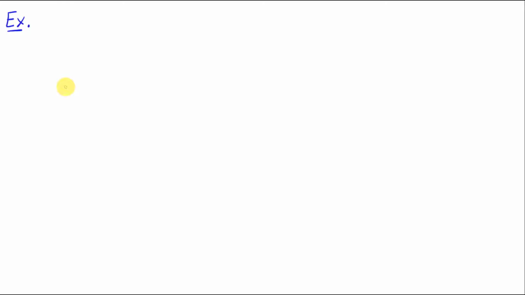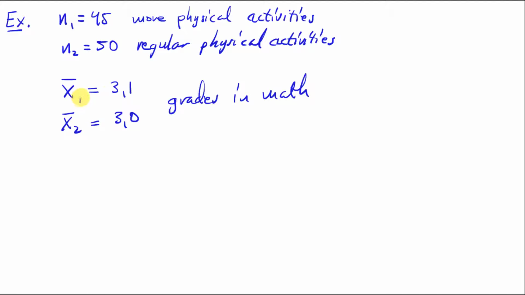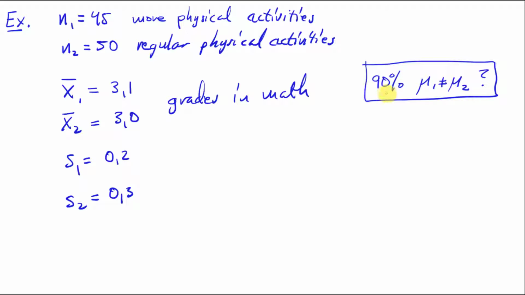So let's take the example with two groups of students having different amount of gym and sports activities on their schedule. So assume in group 1 we have 45 students with more physical activities. And in group 2 we have 50 students with normal or regular physical activities. Assume that the two groups have these means in grades in math, and with these two standard deviations. Then can you with 90% probability conclude that the expectation values of these two groups are different, meaning that the grades in math are different for the groups having more physical activity and those having normal physical activity.